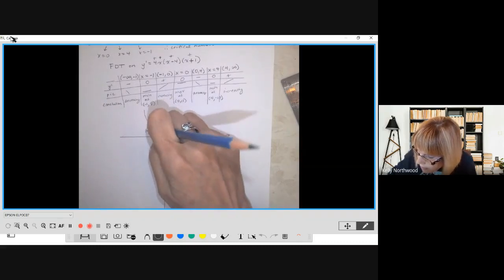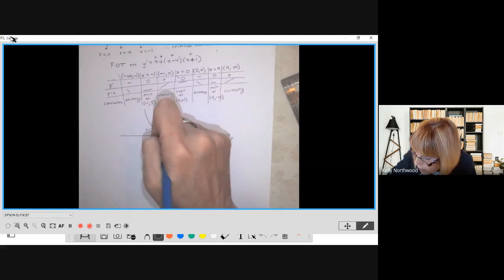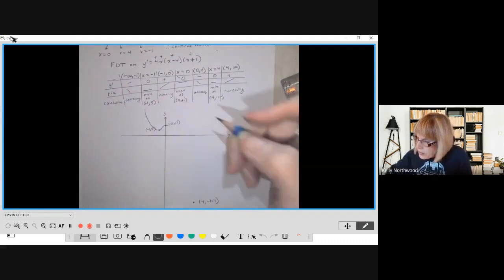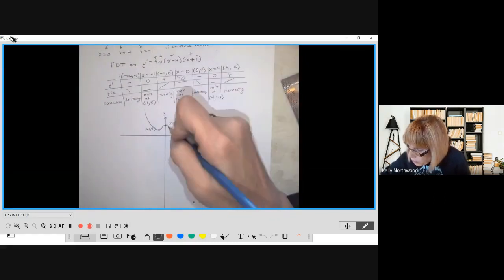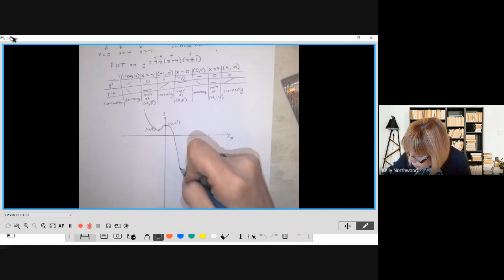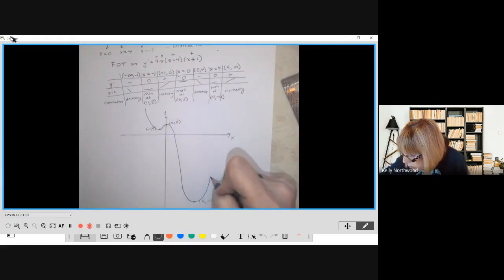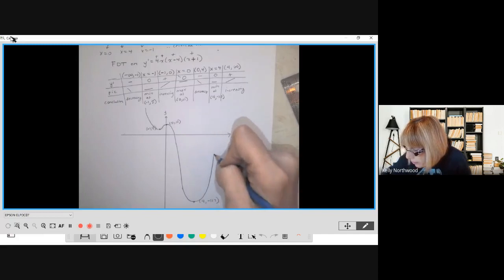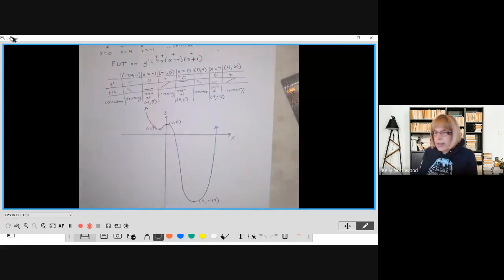Try that again. Start going up to a maximum. And then I'm decreasing from 0 to 4, ultimately getting to a minimum at 4 and -117. And then I'm always increasing after that. Arrows on the ends. And there's my graph.